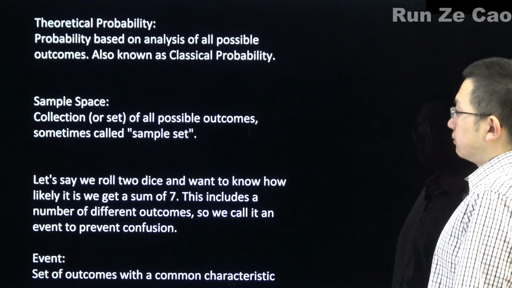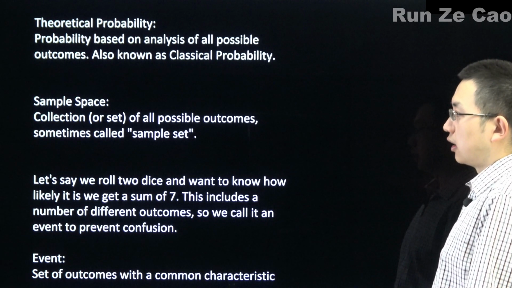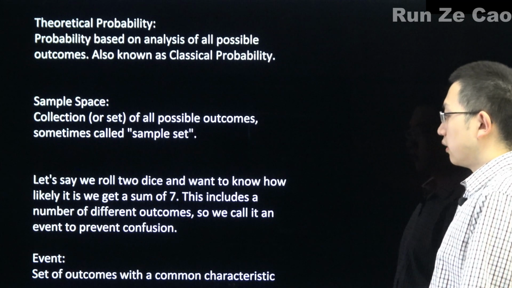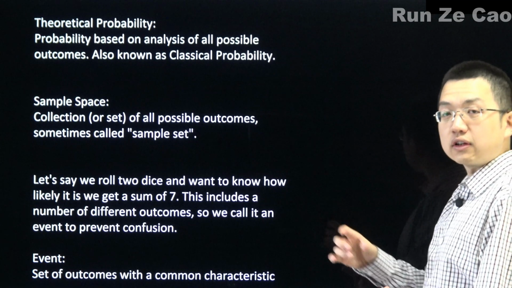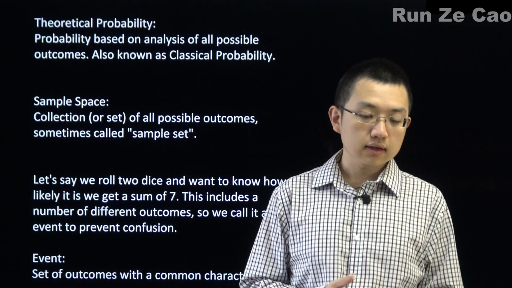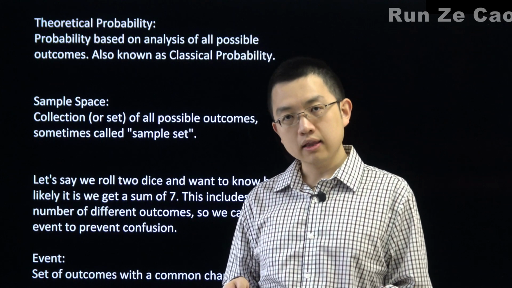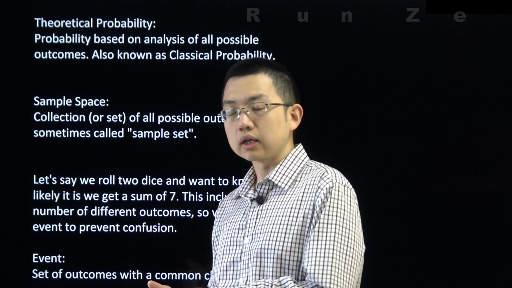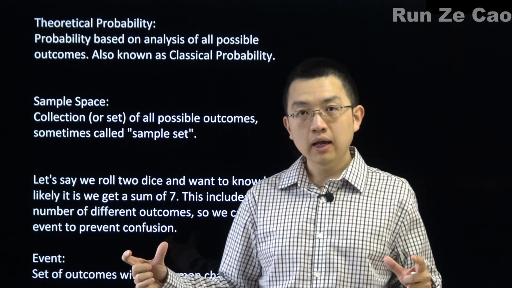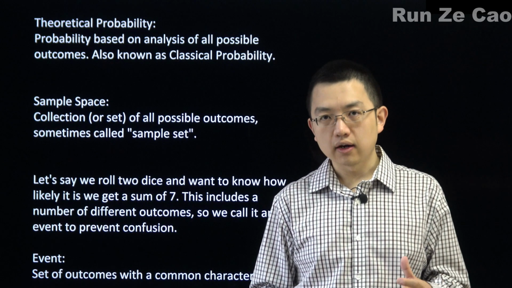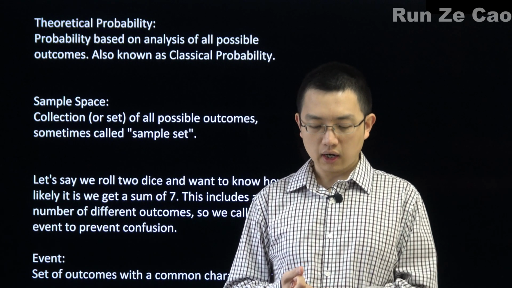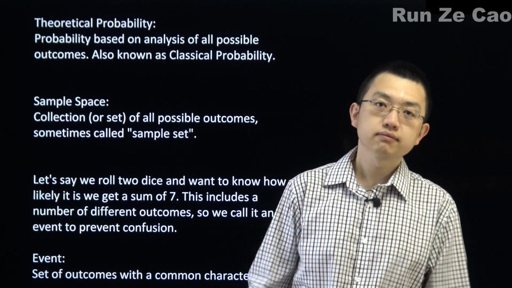For dice, the sample space would be all the different faces of the dice. For cards, the standard 52 card playing deck has ace, and then 2 through 10, and then jacks, queens, and kings. So 13 cards of each suit. And there are diamonds, there's clubs, there's hearts, and then there's spades.